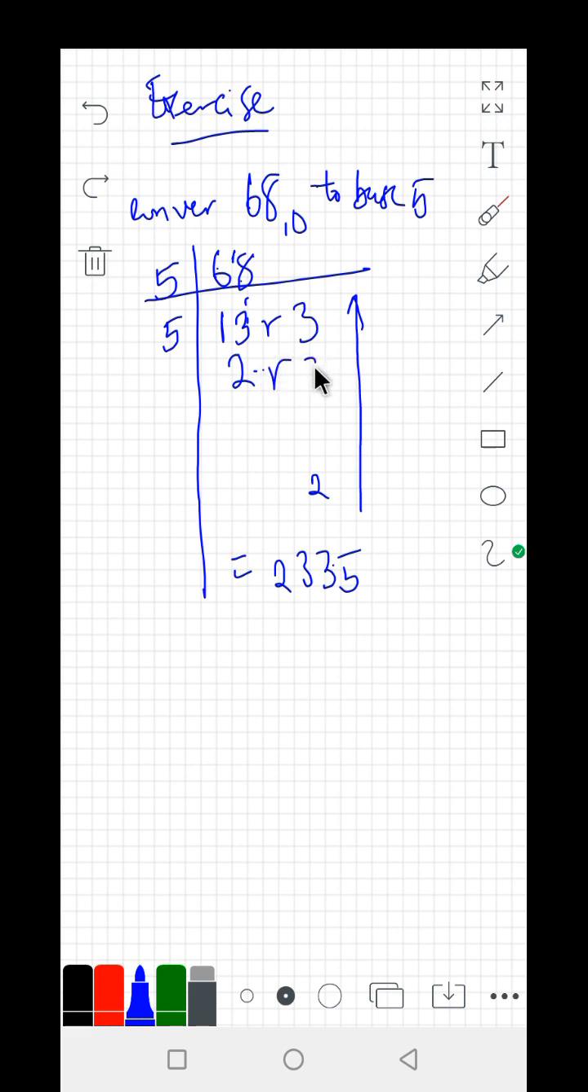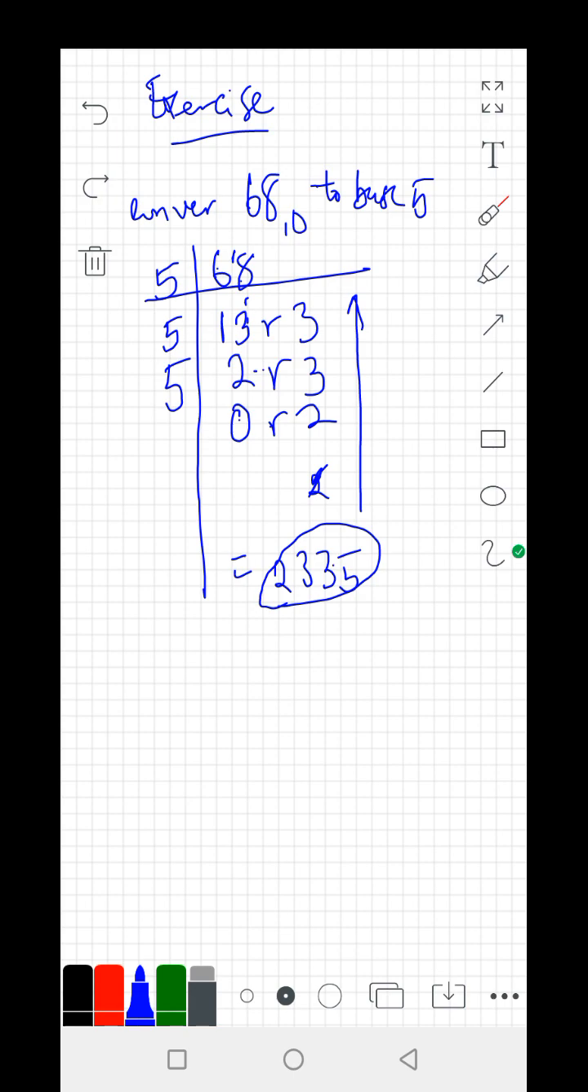And the remainder is 3 to get to 13. 5 will go here, 0. What is remaining to get to 2? 2. Okay, so when you pick it up, that's when you get this answer. Alright, so that is it for converting from base 10 to other numbers.